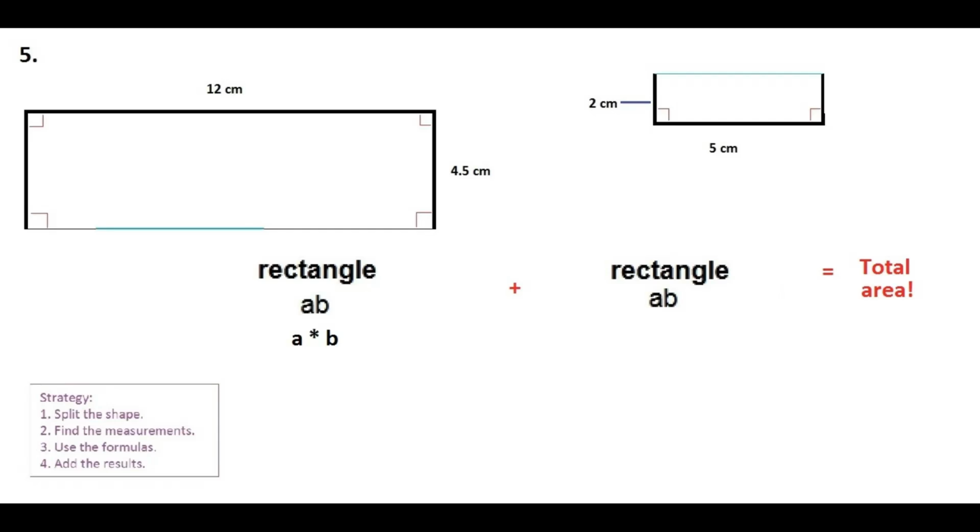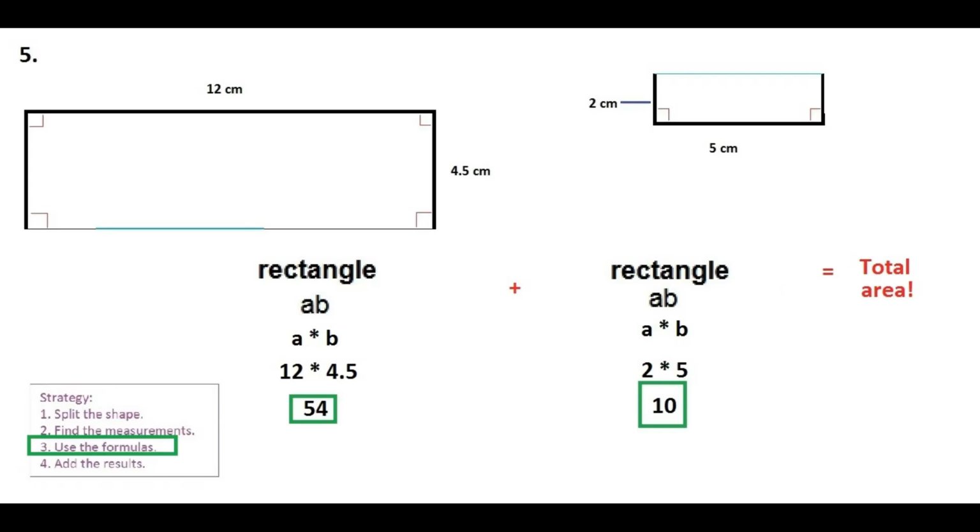So let's work through the first one. A times B. 12 times 4.5 is going to be 54. That's our area for the first rectangle. Now, if we look at the second rectangle, that's 2 times 5. So here's A times B, 2 times 5, 10. And we've used our formulas. Now it's time to add our results together.